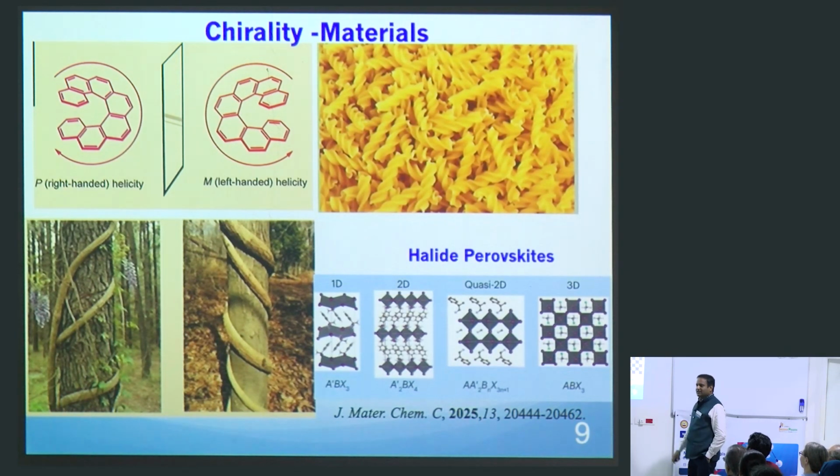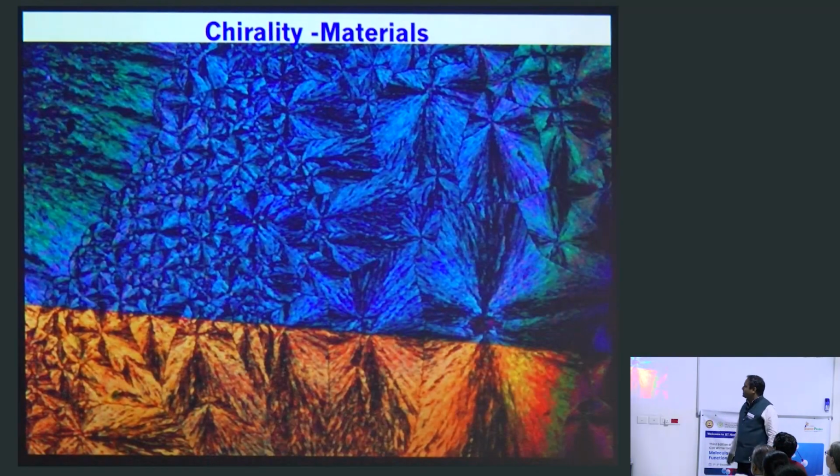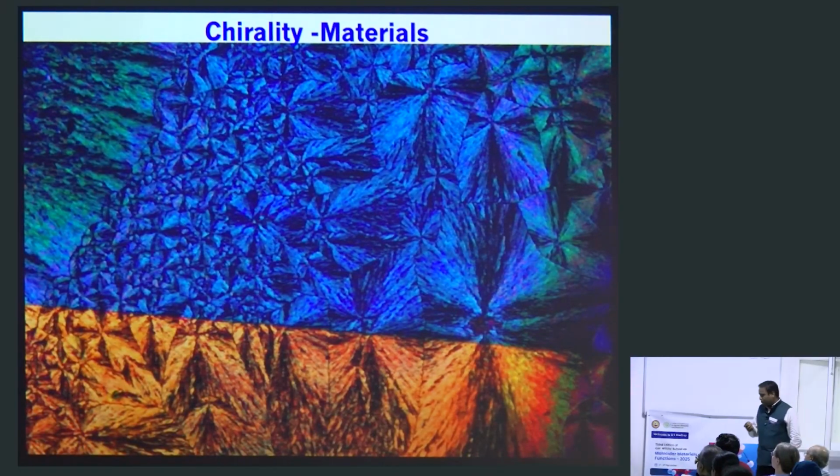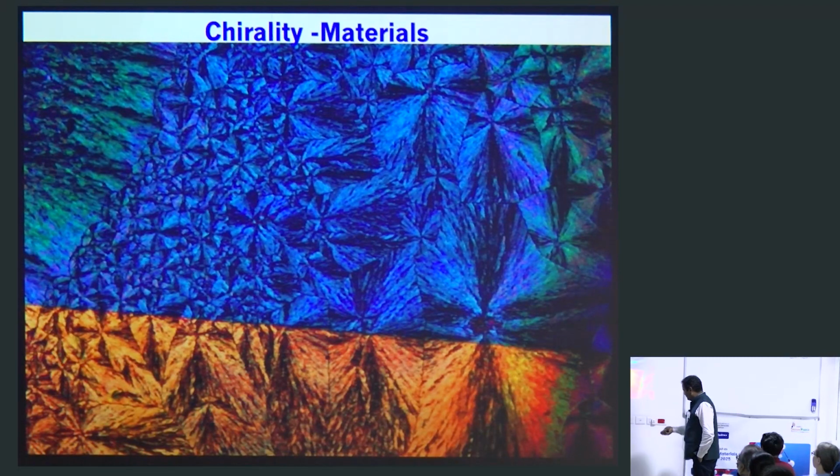Also perovskites in the materials field, where they make perovskites by using chiral molecules. They obtain chiral perovskites, which are useful for OLED purposes or light emitting diodes. Even in solar panels, this is the mirror, if we keep it here, it's a mirror image, it's also chiral. That's what we are using in phones or solar panels nowadays.